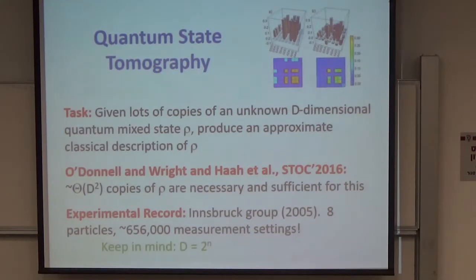I said this is for full tomography. Of course, if you know something in advance about your state, like your state probably lies in this subspace, and you just have to confirm that or rule it out, then you can save a lot in the number of measurements. But we're talking about the completely general case where you don't know anything in advance about what your state might be.